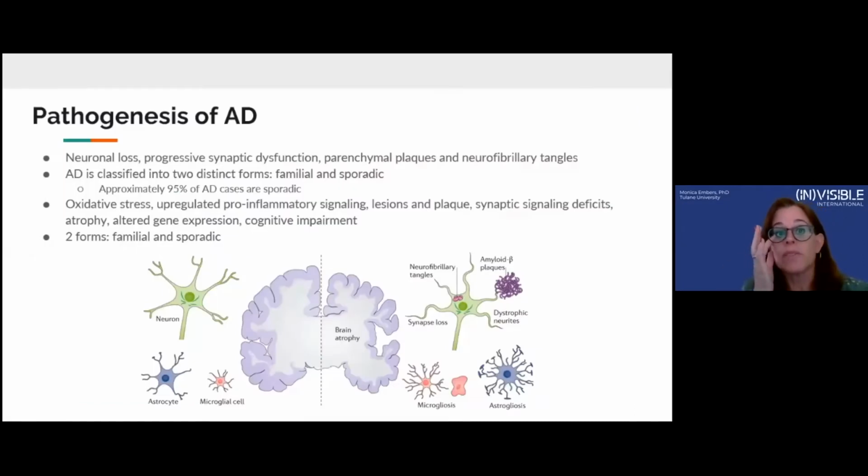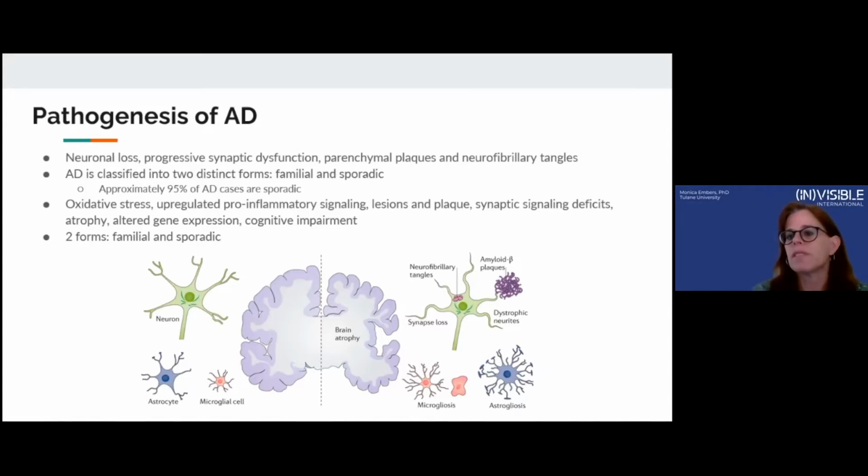So in terms of the pathogenesis of Alzheimer's dementia, the histopathology is associated with neuronal loss and progressive synaptic dysfunction, which is accompanied by the deposition of amyloid beta peptide in the forms of parenchymal plaques and abnormal aggregated tau protein in the form of neurofibrillary tangles. The leading hypotheses have postulated that these two hallmark proteins, amyloid beta and tau protein, either alone or in combination, are the causative agents in disease etiology and progression.